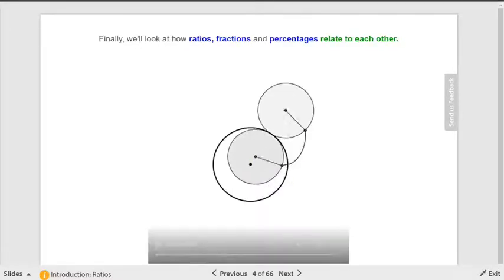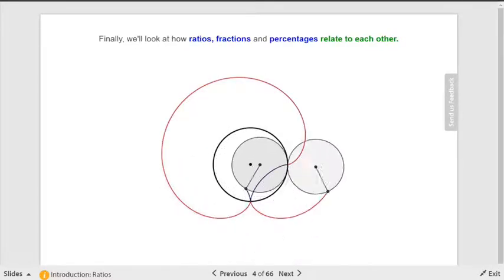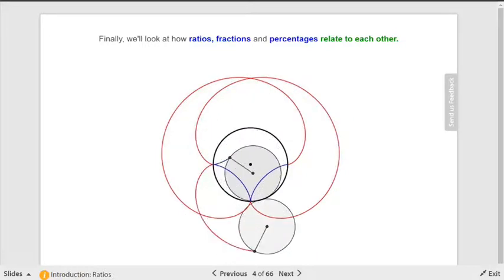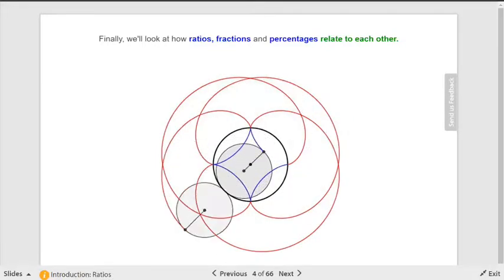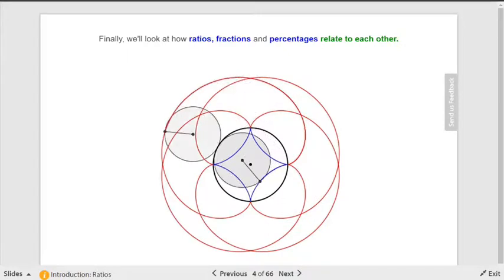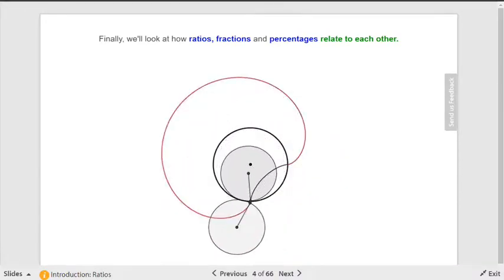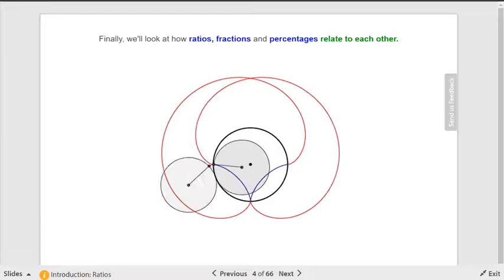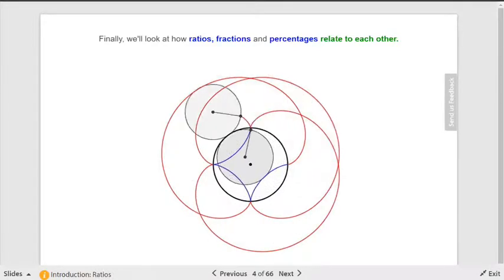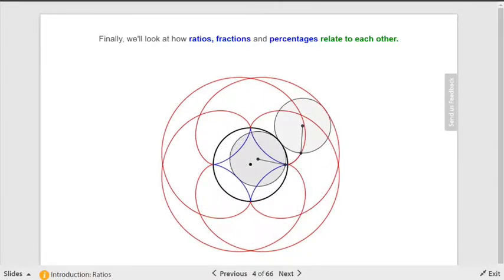So we're going to be looking at equivalent ratios and how they can help us solve problems. Finally, we're going to look at how ratios, fractions, and percentages all relate to each other. So these are the things we've been talking about, fractions and percentages, right? So now we're going to pull them together and put ratios in there, and those are the 3 things that all go together. And again, you are not going to have to do this geometry.